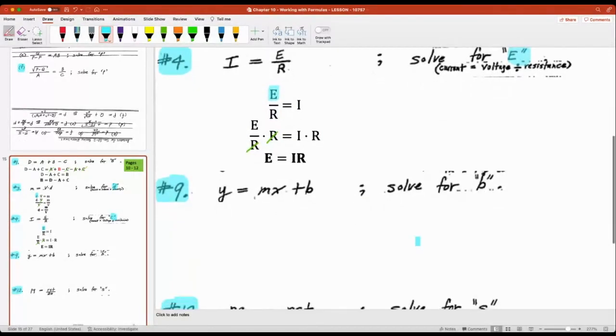So let's approach this next question with that kind of mentality. We have here, we want to solve for B. Cross it out where? In this example, you're crossing them out right here.